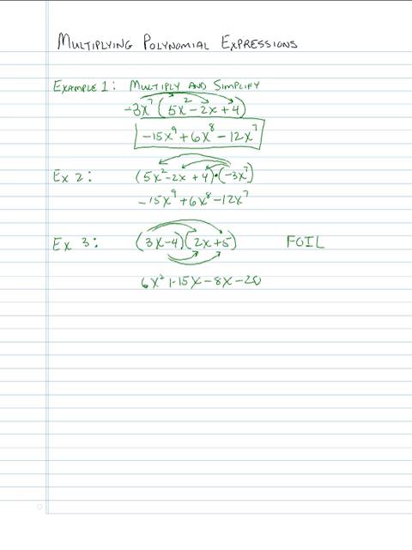But we can still combine these middle terms, can't we? So we rewrite this as 6x squared plus 7x minus 20. And that's the way we would leave our answer. You know how to do that.